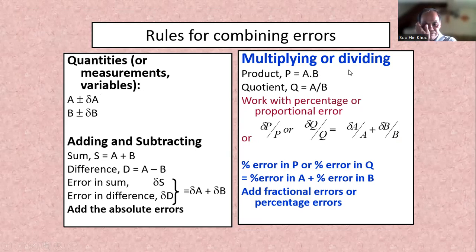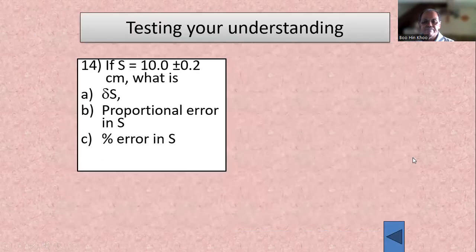Or multiply or divide, same thing. Right? Each of these will have its own proportional error. P will have delta P over P, Q will have delta Q over Q, A will have delta A over A, B will have delta B over B. We just add them up. No subtraction in error. Right? Or we times 100, we get percentage error. We add the percentage errors.